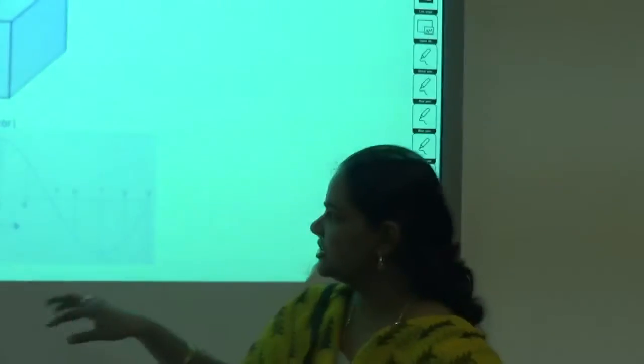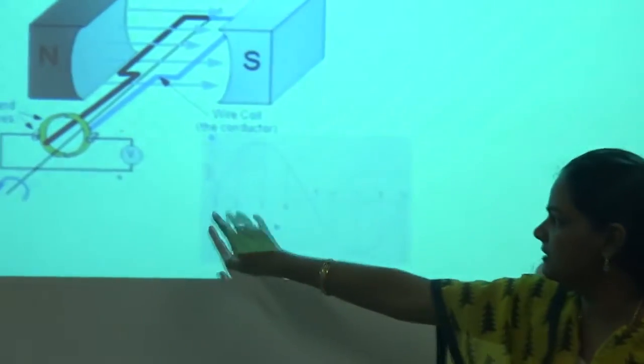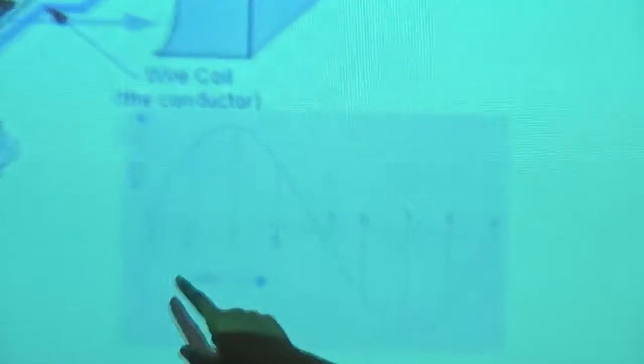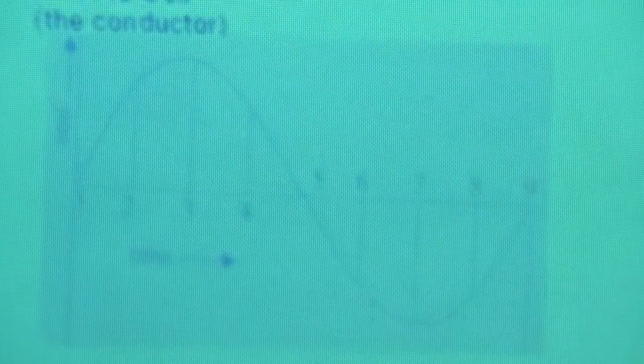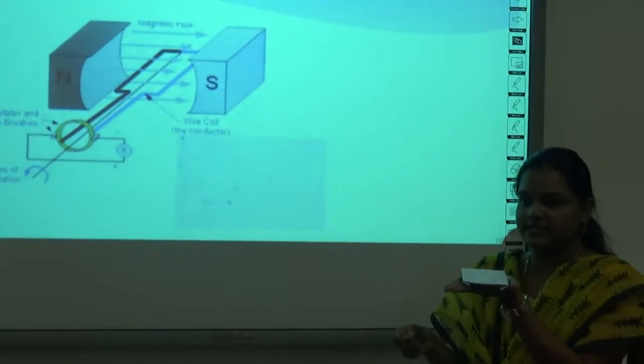the proportion of the EMF induced with respect to the time taken. For that I am taking initially the 0 position. Let me assume the angle theta as 0 degrees. At 0, my rectangular coil is parallel to the lines of force. No EMF is cut. It is at 0.